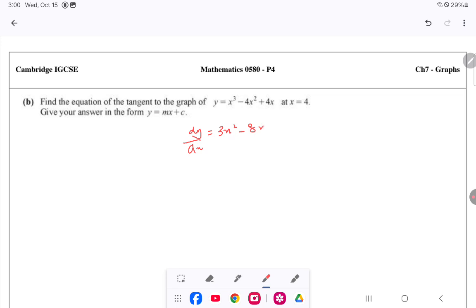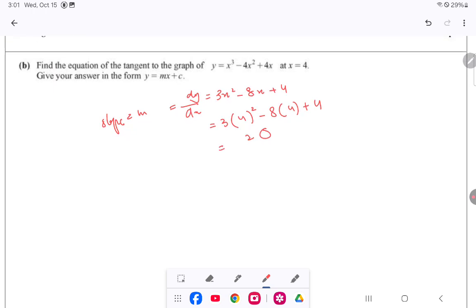Now put the values. 3x is equal to 4 minus 8 into 4 plus 4, it will give you the answer of 20, and this is also what we can call our slope. We calculate the value of slope which is 20.